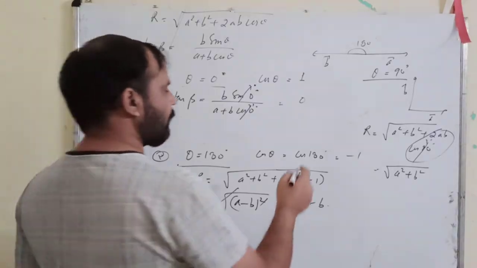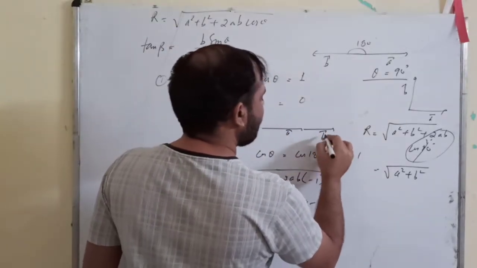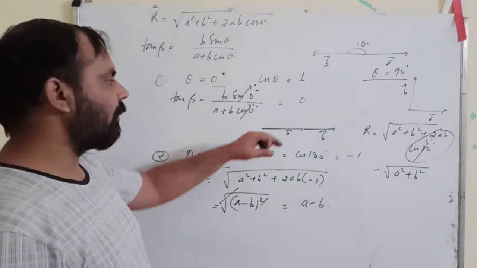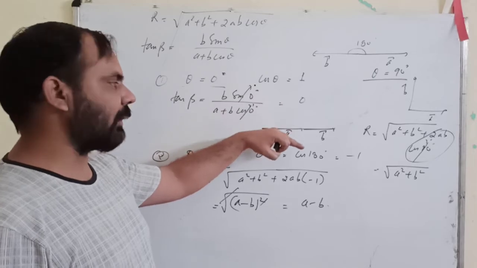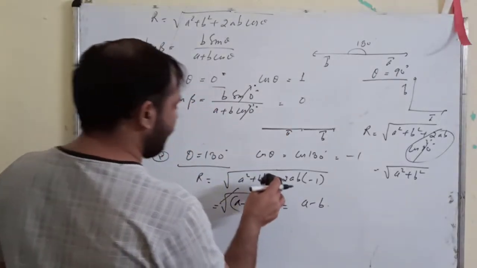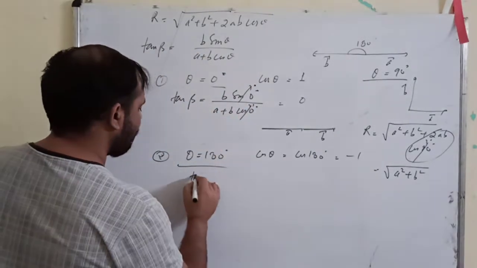What will be the direction? If suppose this is a, this is b, then the resultant will be along the same direction as a and b only. What angle will the resultant make with the a vector? 0 degree. Okay.